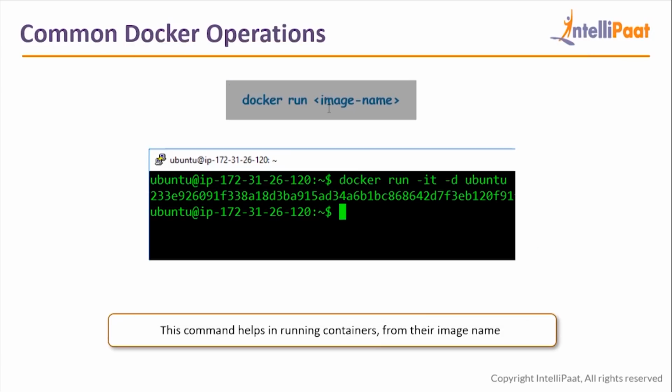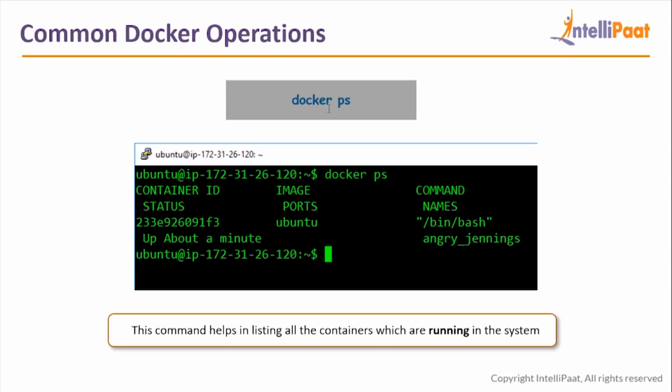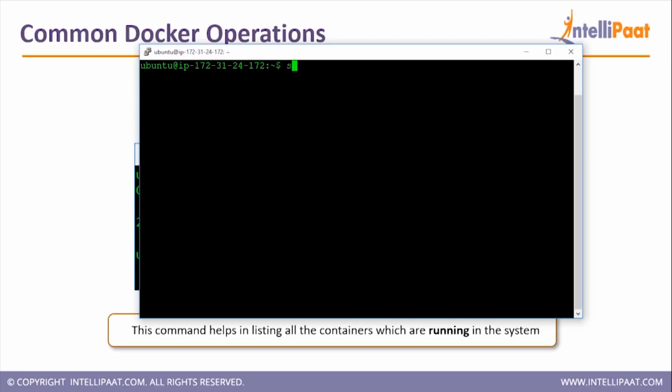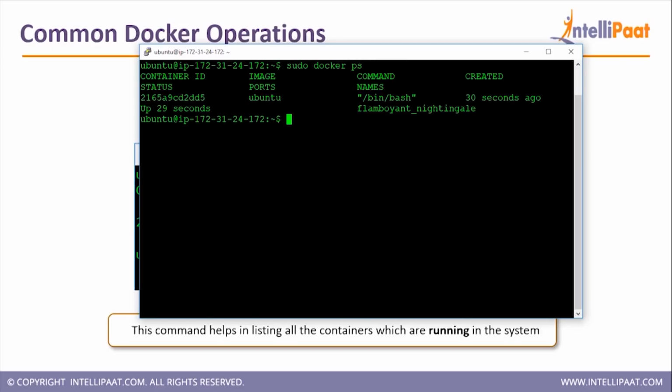Then to view all the running containers, all you have to do is pass the command docker ps, and that would list all the containers which are currently running in your system. Let us do that as well. Let me just clear the screen. Just pass in sudo docker ps, and this would show you the container which you have just started. As you can see, I started the Ubuntu container 29 seconds ago, and this is the container ID for that particular container. All right, so my container is running.